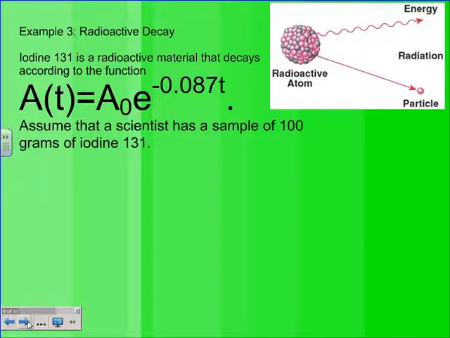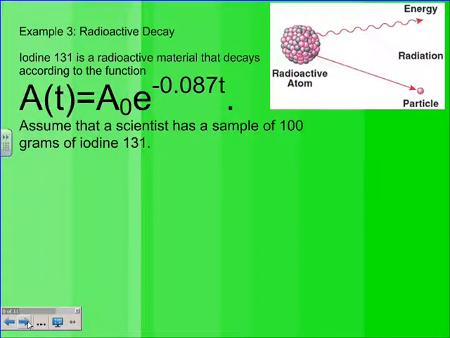So when that energy gets released, that radiation is being released. And then it can get absorbed by people, plants, animals, all that stuff, and it has a pretty bad effect on it. In this case, we're talking about iodine-131. So it's a radioactive material that decays according to that function. The amount that's left after this time equals the initial amount times e to the negative 0.087t. And then we're going to assume that our scientist has a sample of 100 grams. So that's our initial amount.